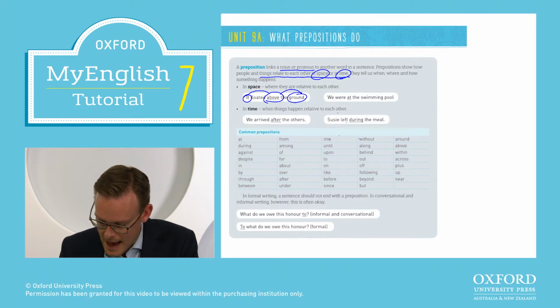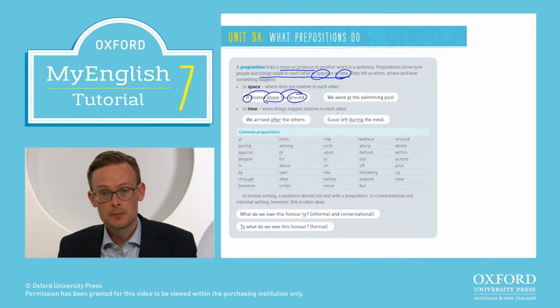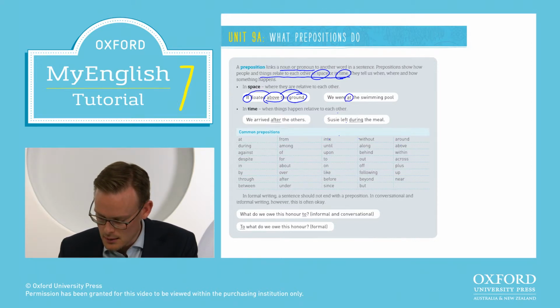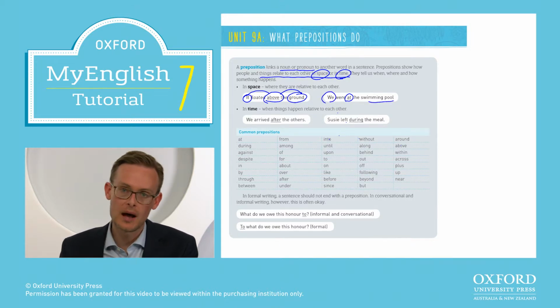Or if we were at the swimming pool, the preposition in that sentence is the word at, and it tells us how we and the swimming pool relate to one another. We were at the swimming pool.